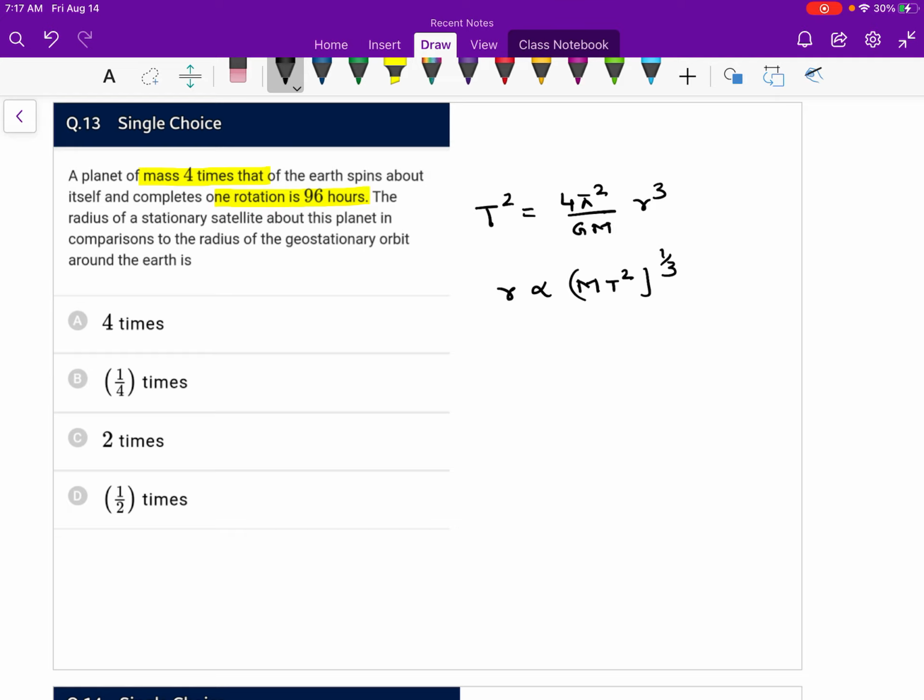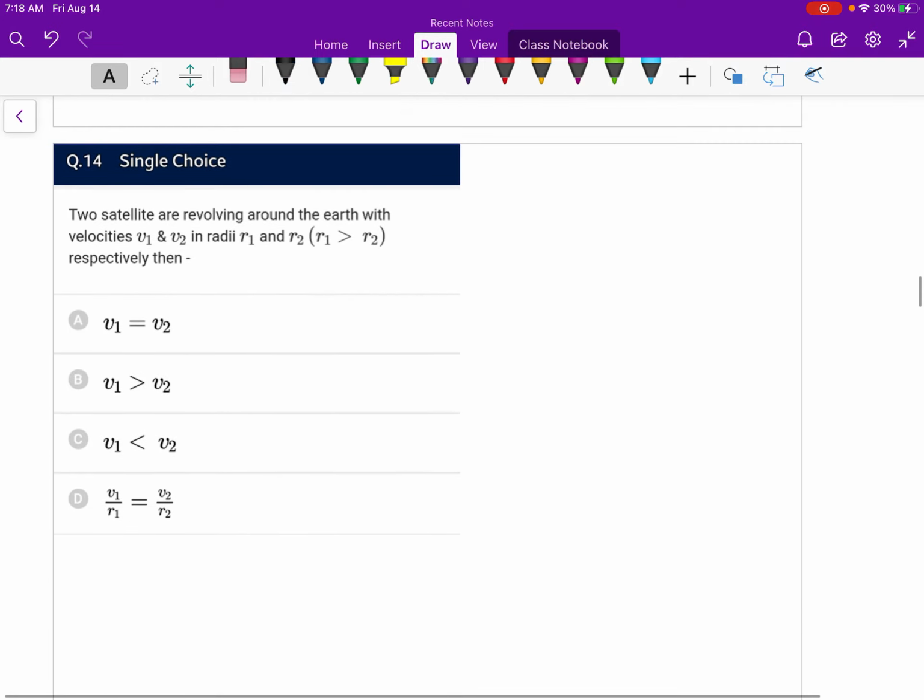So the radius of this planet's stationary orbit compared to the radius of the stationary orbit around the Earth. So Rp upon Re, mass is 4 times and time period is also 4 times, raised to power 1 by 3. So this is 4. So Rp is 4 times Re. So A is the correct option.